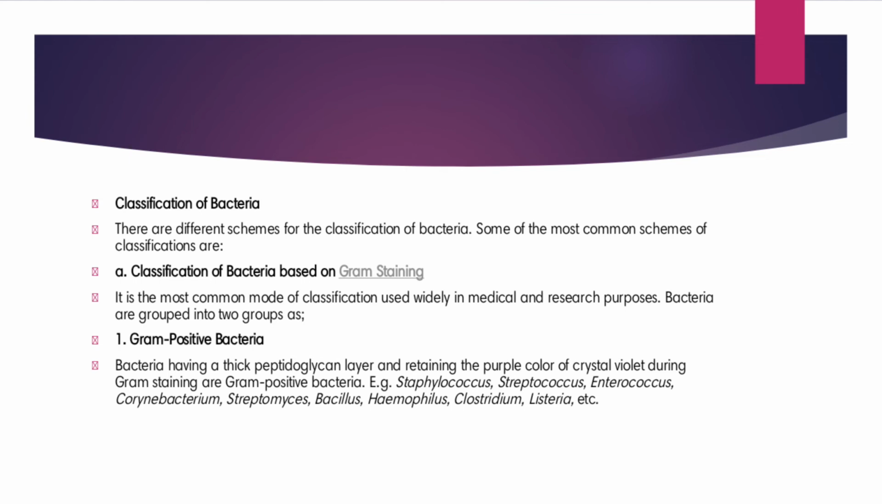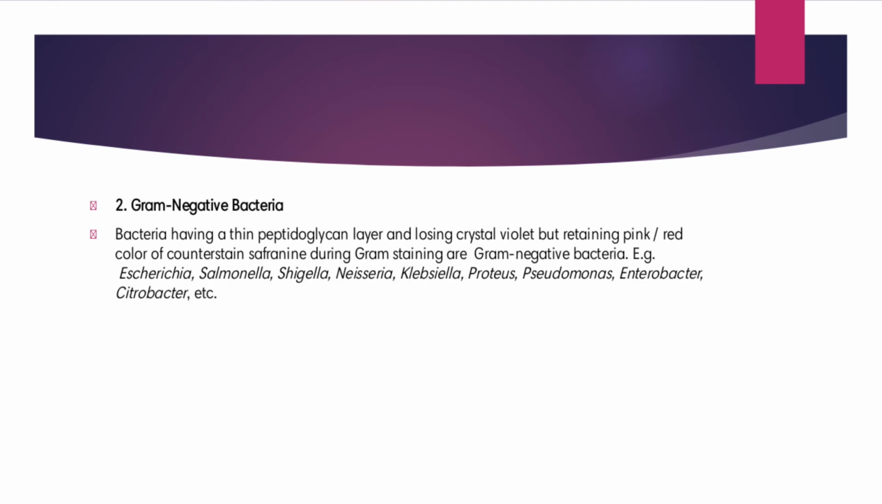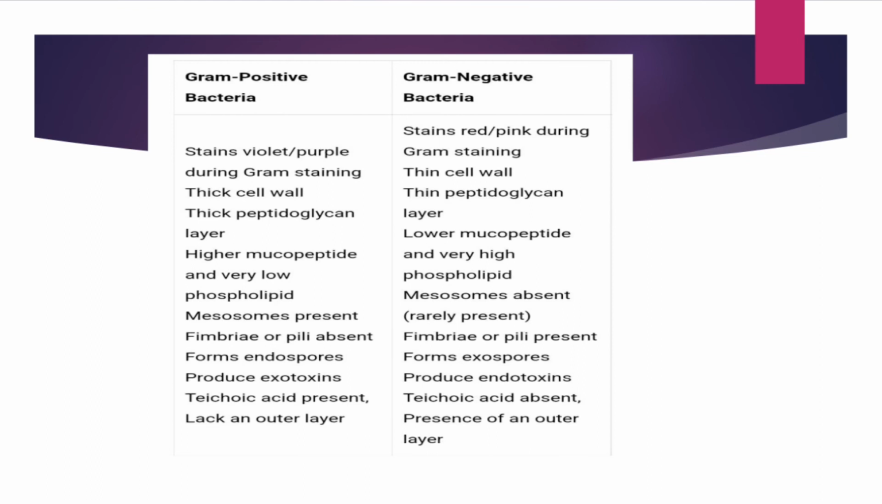Examples of gram positive bacteria are Staphylococcus, Streptococcus, Enterococcus, Corynebacterium, Streptomyces, Bacillus, Clostridium, Listeria. Gram negative bacteria have a thin peptidoglycan layer, losing the crystal violet but retaining the pink or red color of the counterstain, safranin, during gram staining. Examples: Escherichia, Salmonella, Shigella, Neisseria, Klebsiella, Proteus, Pseudomonas, Enterobacter, Citrobacter.